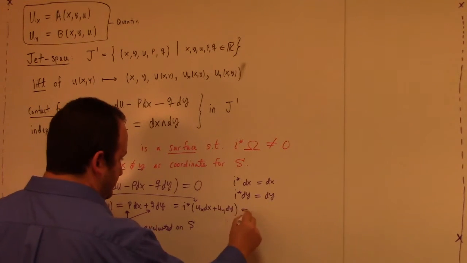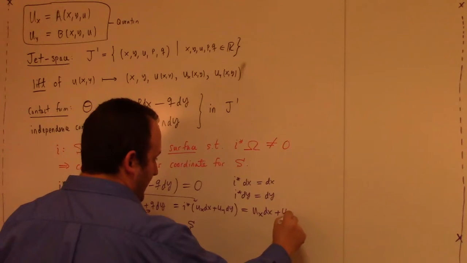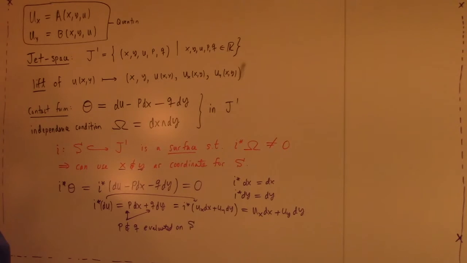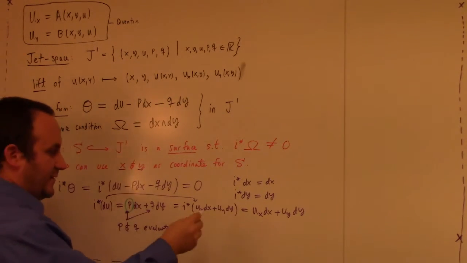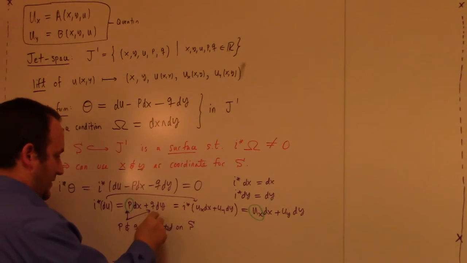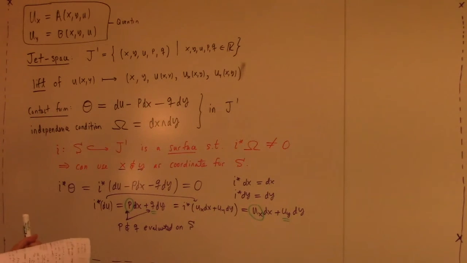And that is just ux dx plus uy dy under our current abusive notation. And so, therefore, you see that the condition that the pullback of the contact form is 0 is really just equivalent to saying that, again, dx and dy are linearly independent, so we can equate their coefficients. Ux is equal to p, and q is uy. So there you have it.